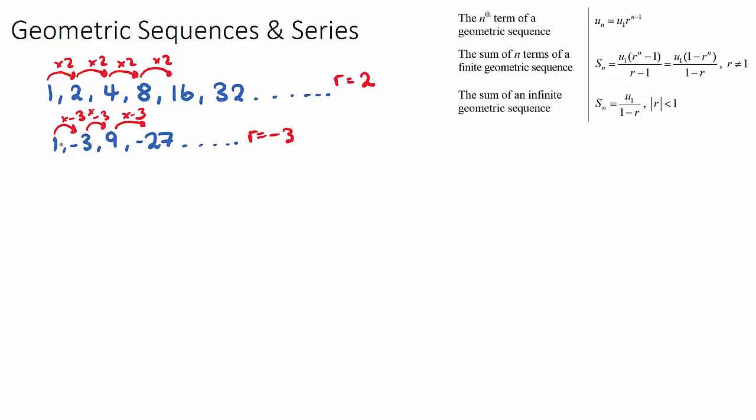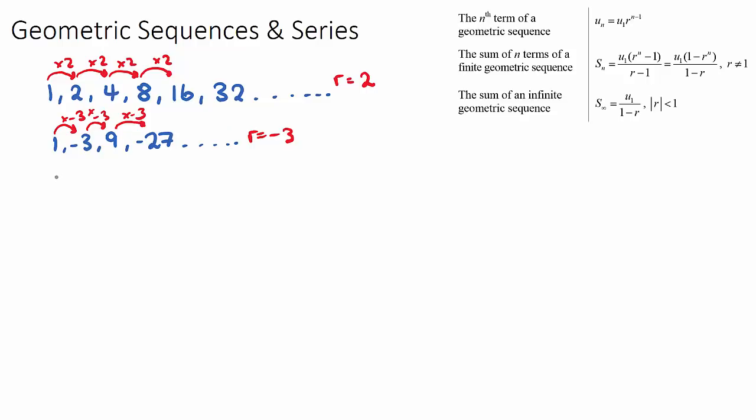So do look out for that. If you have a sequence that goes positive, negative, positive, negative, it will be a negative ratio because we know if we multiply a positive number by a negative number, it becomes negative. Then if we multiply that by a negative number, it turns back positive. So here is a sequence that has a ratio of negative 3.